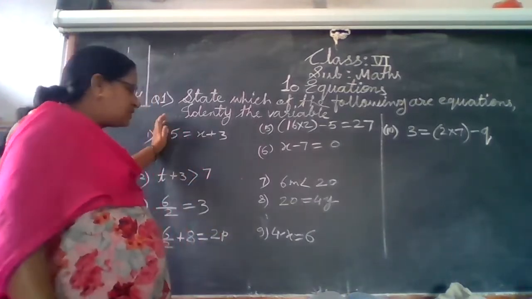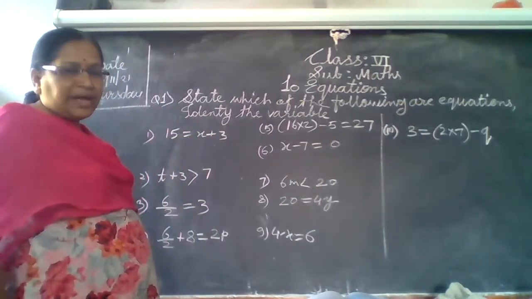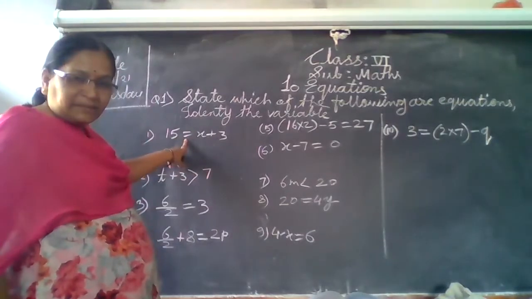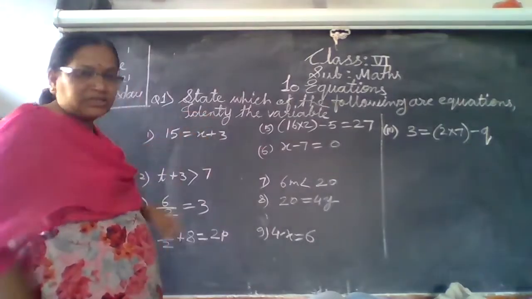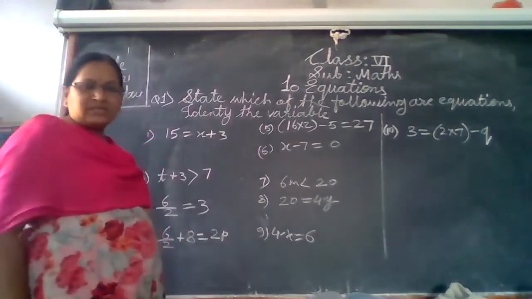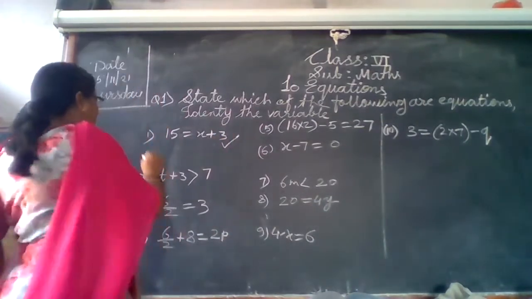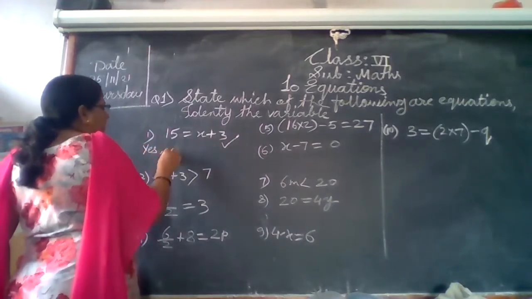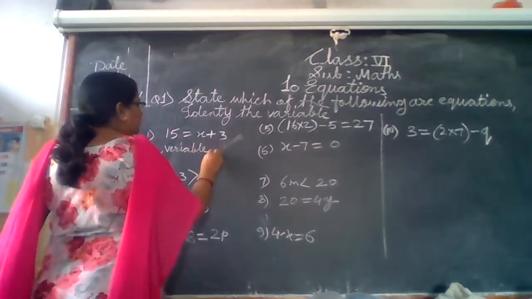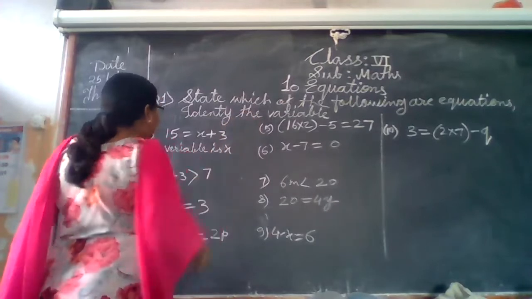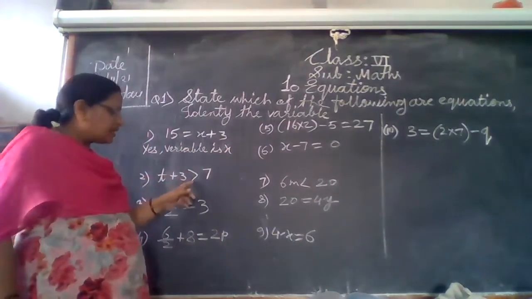Now observe the first one. 15 equals to x plus 3. Yes, 15 equals to x plus 3. It is having equality, variable, number, and one operation, that is x plus 3. Yes, so it is the equation. And the variable is x. So here what is the variable? X.